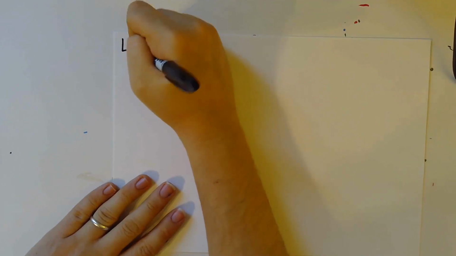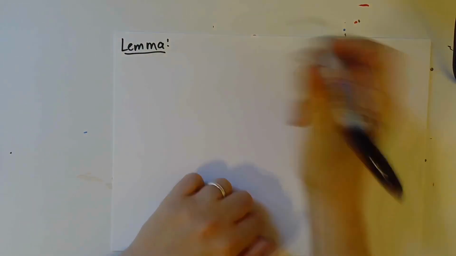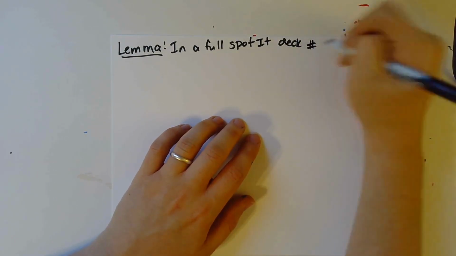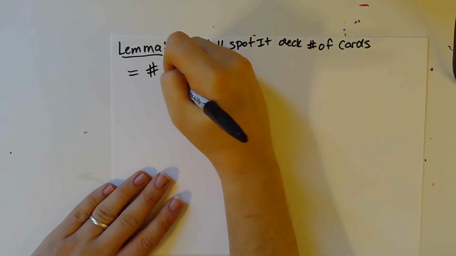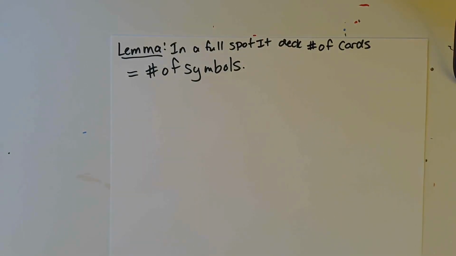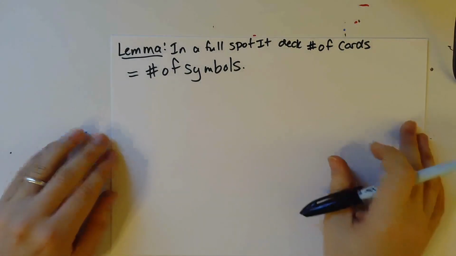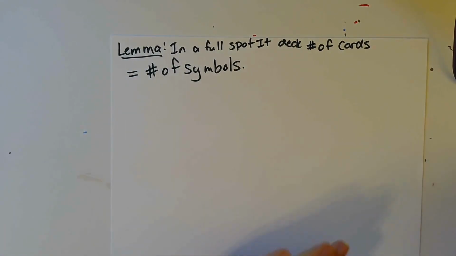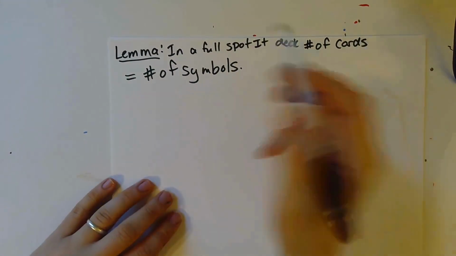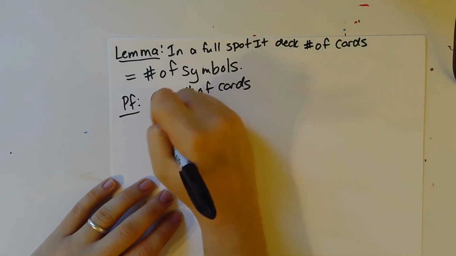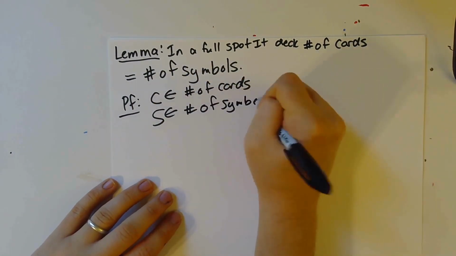Our second lemma that's going to go into this proof is that, in fact, in a full Spot It deck, the number of cards is equal to the number of symbols. You might recall, for example, that in our full Spot It deck before, it came up a lot of times that there happened to be 57 symbols and 57 cards. So here is a proof of this. I'm going to let C be the number of cards. I'm going to let S be the number of symbols.